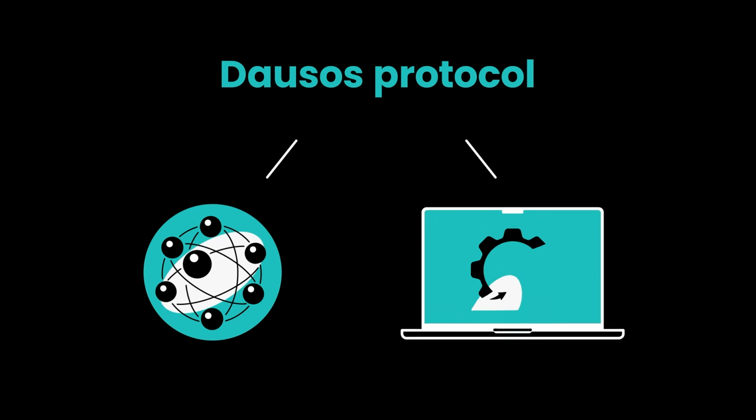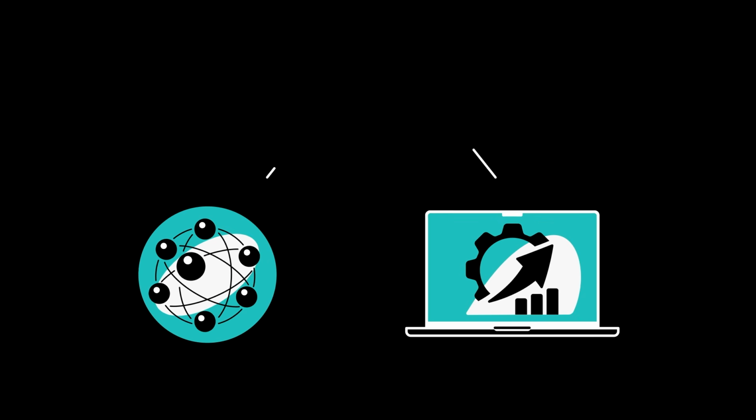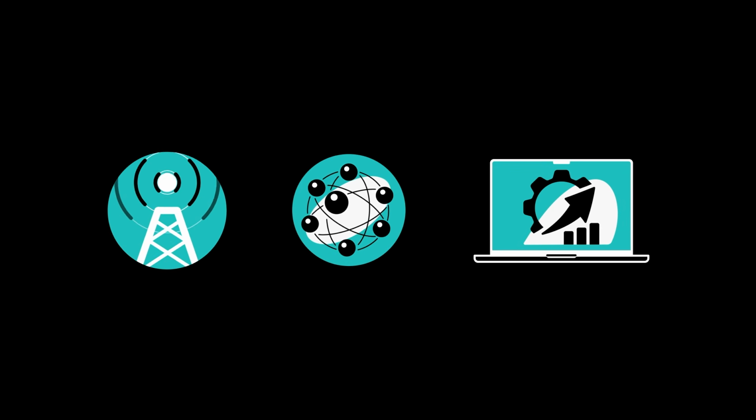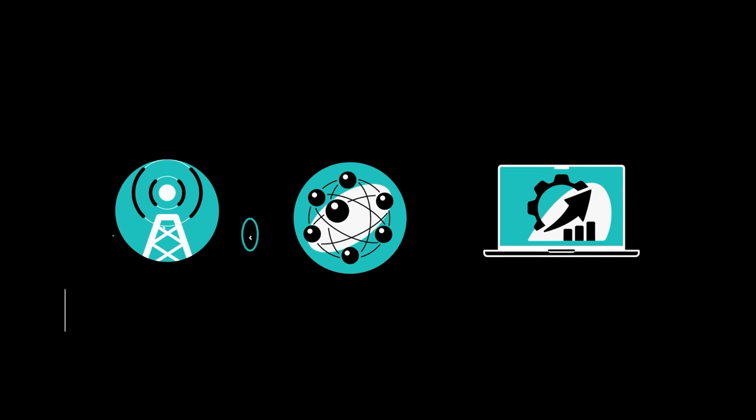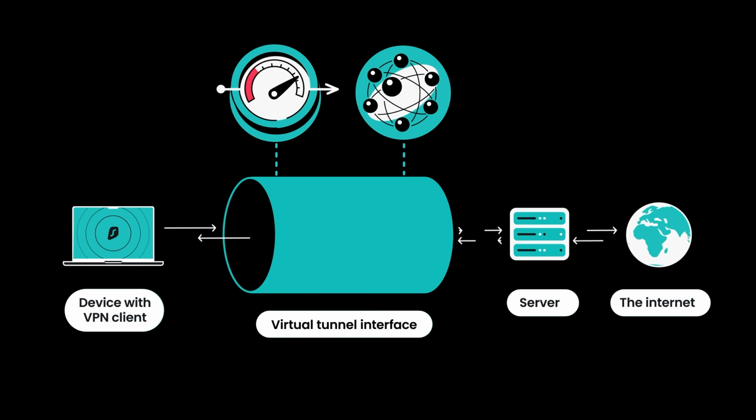Adaptive Performance Engine. Performance isn't only about encryption speed. The Dausos protocol dynamically adapts to network conditions and device capabilities. Traffic handling adjusts in real time based on connection stability, available bandwidth, and device performance. This allows higher throughput on high bandwidth networks while maintaining stability when conditions are less predictable.